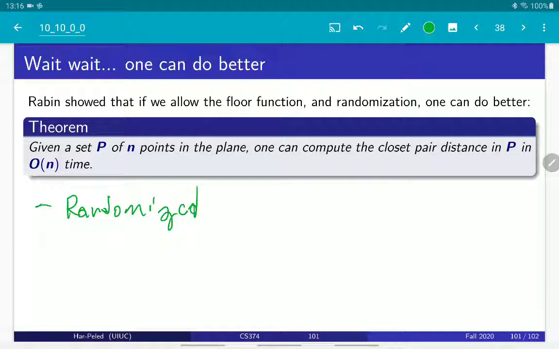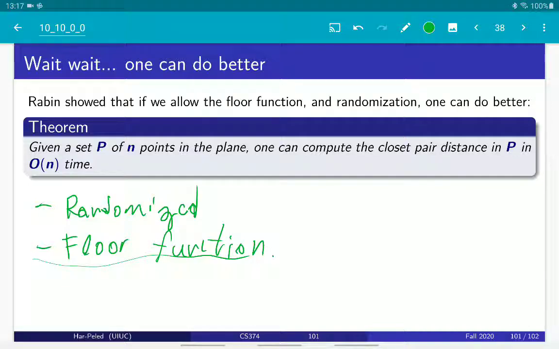And the second thing is that it uses the floor function, which, as I mentioned when we spoke about the RAM model, is not necessarily a great thing to do because there are some problems with floor functions and bit packing and so on. But this algorithm doesn't really do bit packing. It just uses the floor function, so it's kind of reasonable. And with those two things, Michael Rabin described an algorithm to do it in linear time, expected linear time.